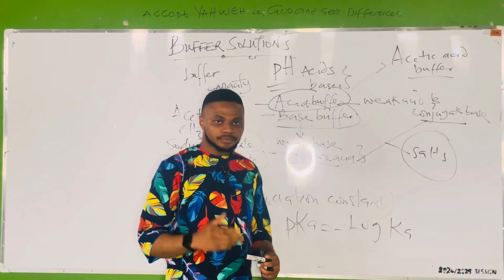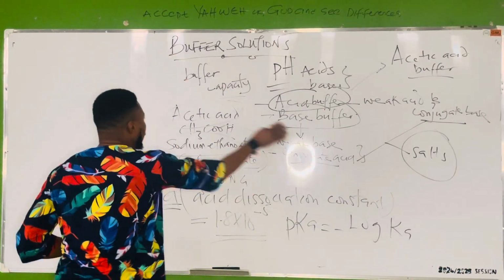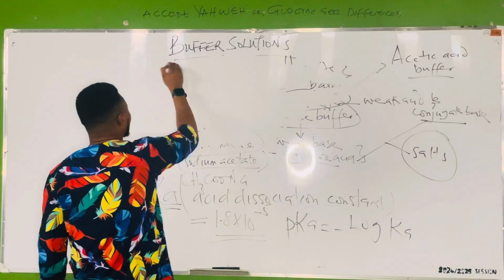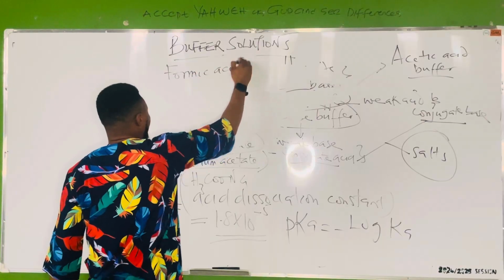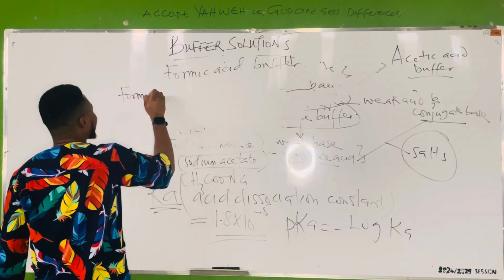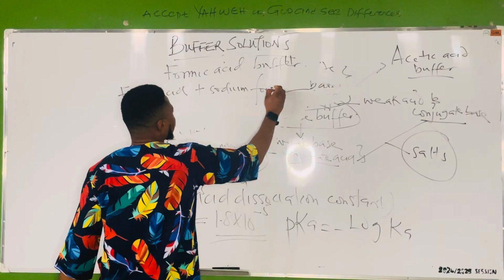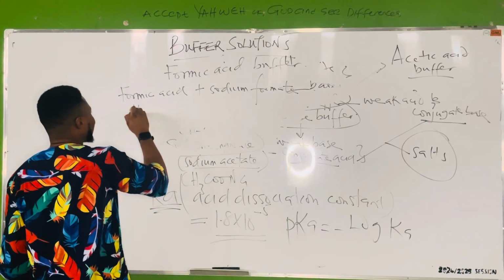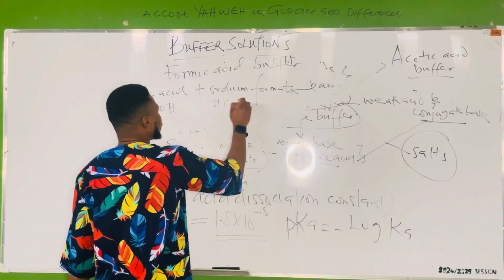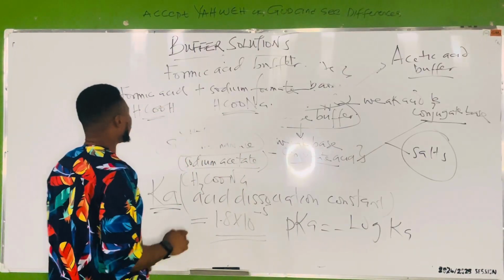All right, so now let us look at another example of the acid buffer, what we call the formic acid buffer. The formic acid buffer contains formic acid plus sodium formate. Formic acid is represented as HCOOH, and sodium formate is HCOONa.